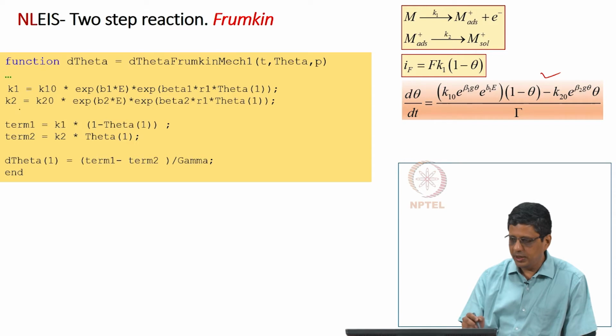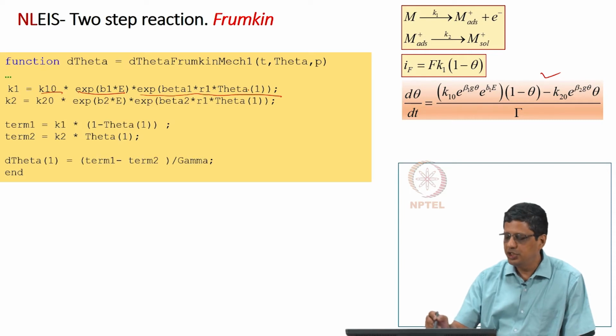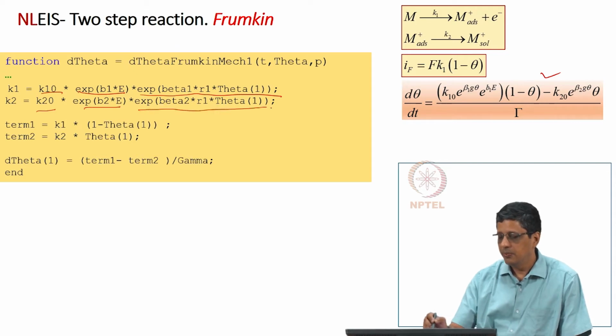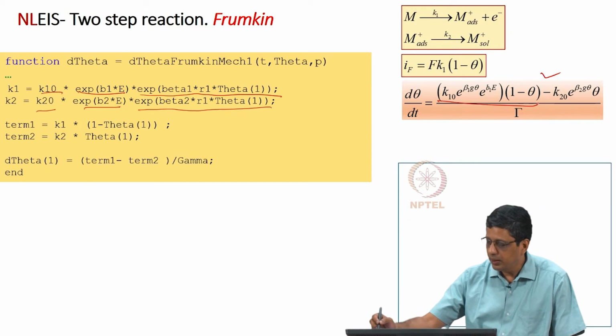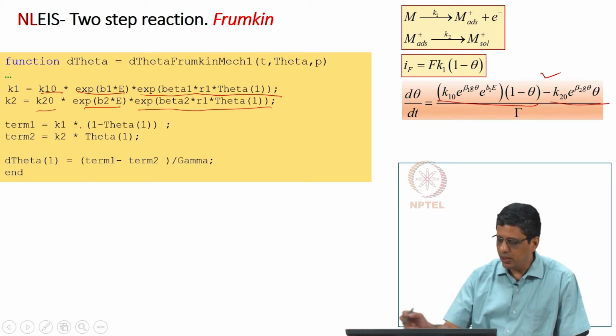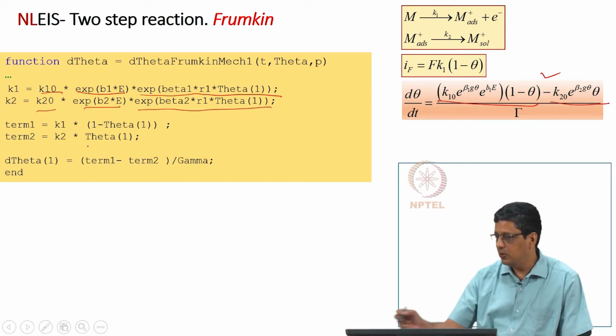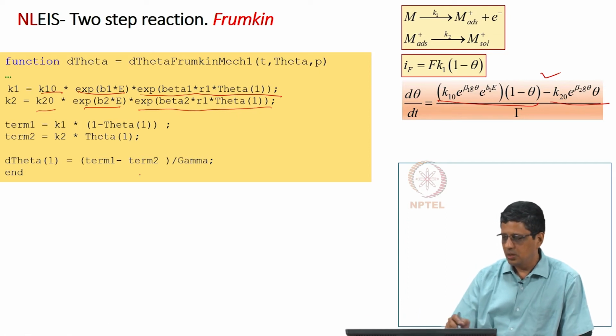So, we will set k1 and k2 as k1 0 exponential b1 e exponential beta 1 g theta, k2 0, in this case b2 is 0, so it does not matter, and likewise for beta 2 to get the k2. Now, I have written this as term 1, term 2. So, k1 into 1 minus theta is term 1, k2 into theta is term 2, term 1 minus term 2 divided by gamma should give us d theta by dt.